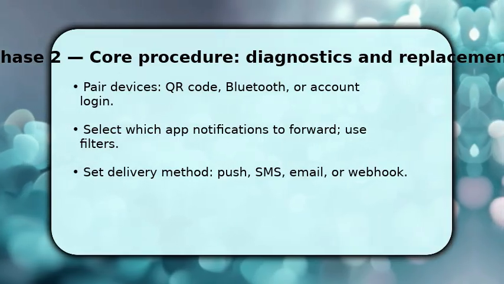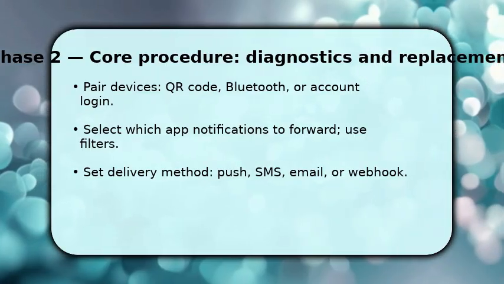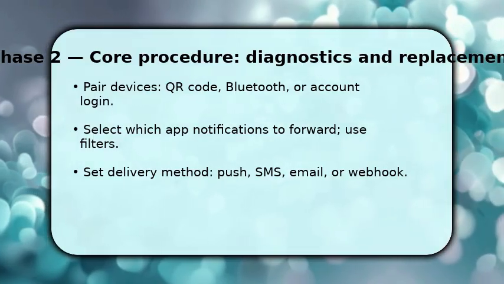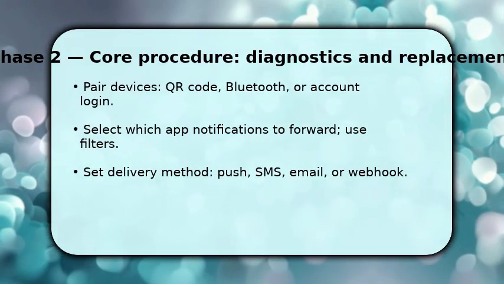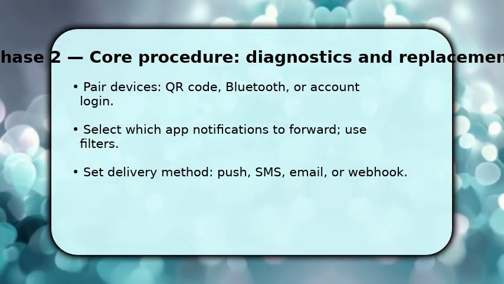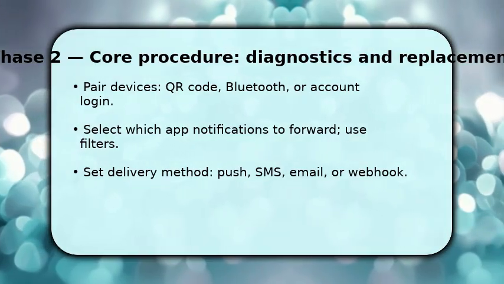Next, choose which app notifications to forward, toggle messages, email, or specific apps, and apply filters so you don't get spammed. Then pick delivery. Push notifications are real-time, SMS is reliable but may cost, email is batched. Make sure battery optimization is disabled for the forwarding app. Otherwise, it will stop delivering.